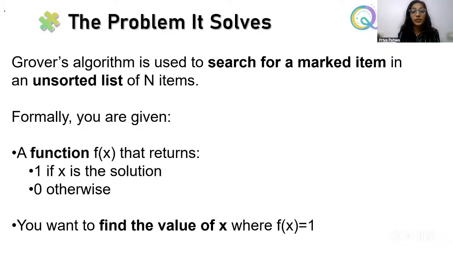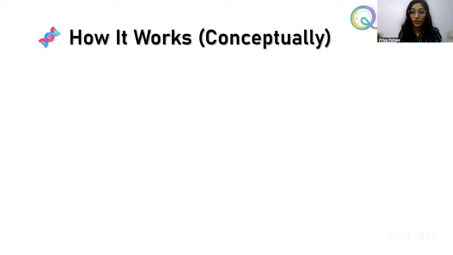When you are given a function, if x is the solution of that function, my system will collapse and give one in the end, otherwise zero because it's not the solution. So basically, we have to find the value of x. We have to find that marked state where my f(x) is giving me one, the state I am aiming to find in that whole set of the unstructured list. Let's see how it works conceptually.